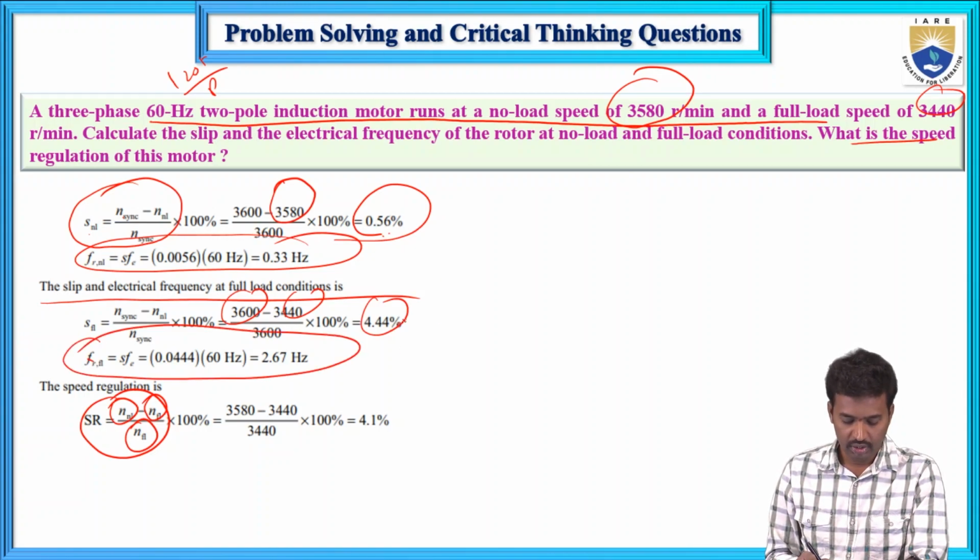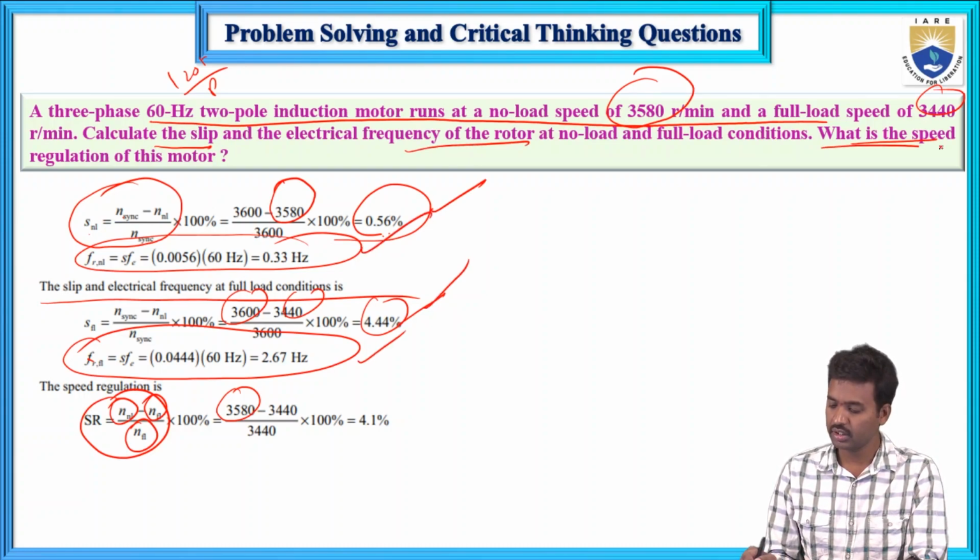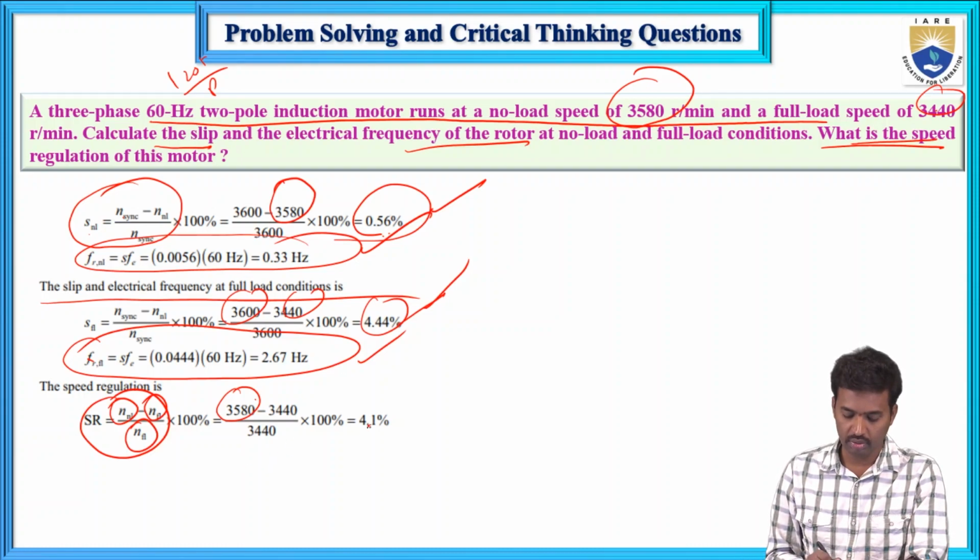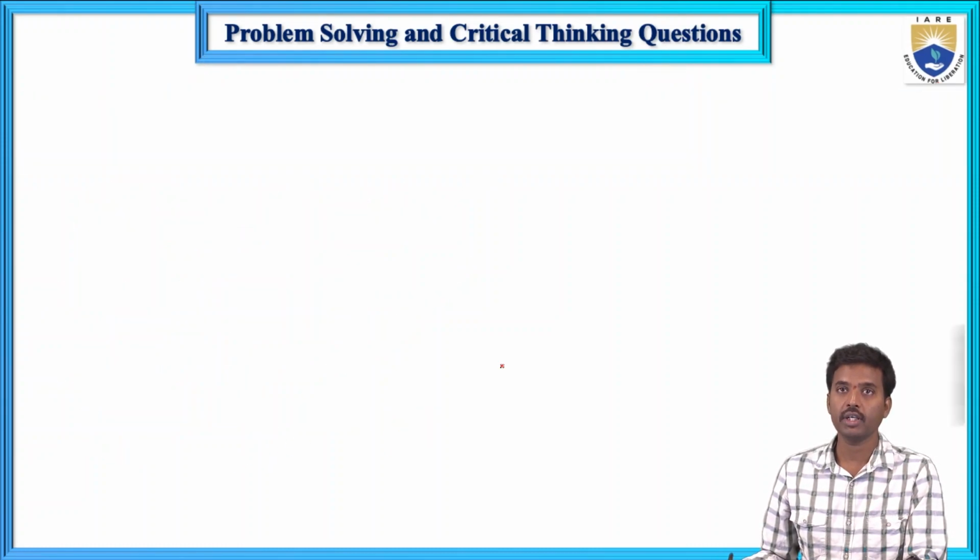So now here, these are the slips and these are the frequencies. And next, what is the speed regulation? 3580 and 3540, and this one. So this is the speed regulation.